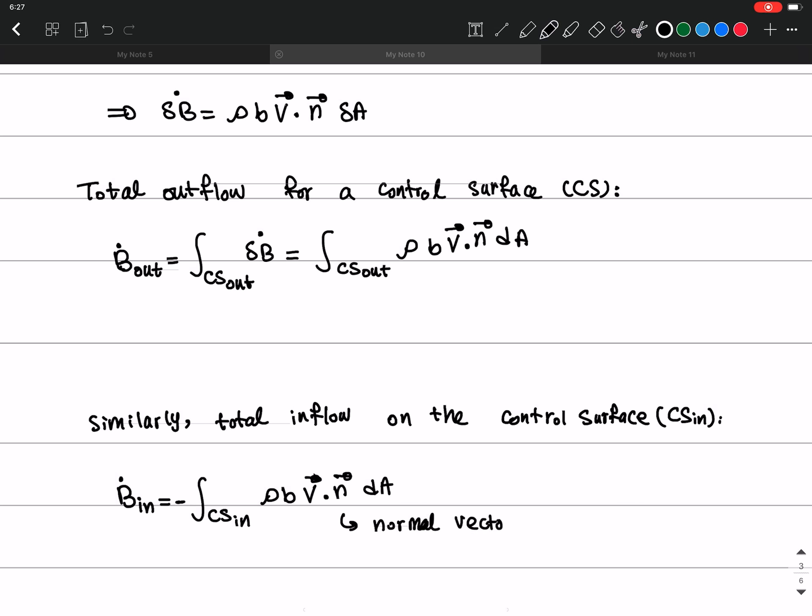The normal vector is always toward out. This is our convention. So we have a negative sign for inflow.